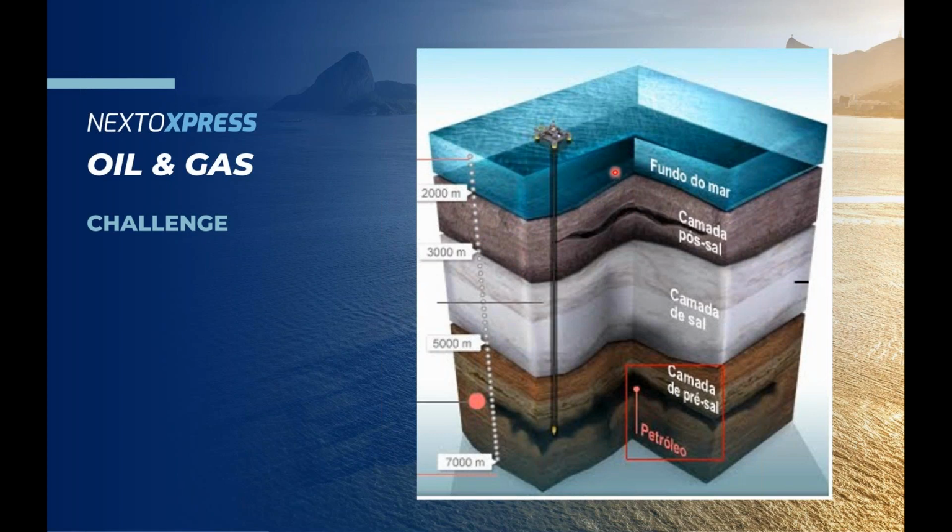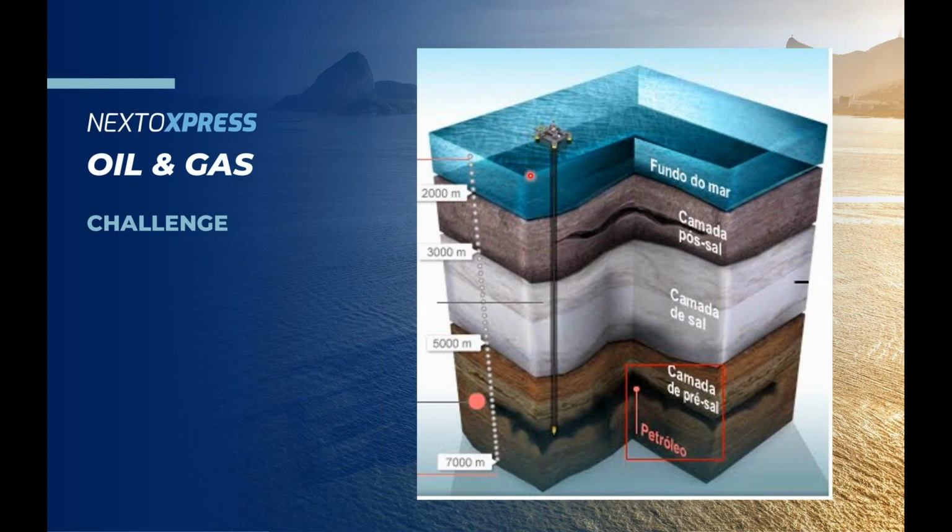So we have water here, and we have the first layer, what we call post-salt, and over here we have the petroleum. Then we have a huge, large salt layer, and then we come to the pre-salt layer. And over there, we have much more petroleum than what we have here. What is the problem with that?